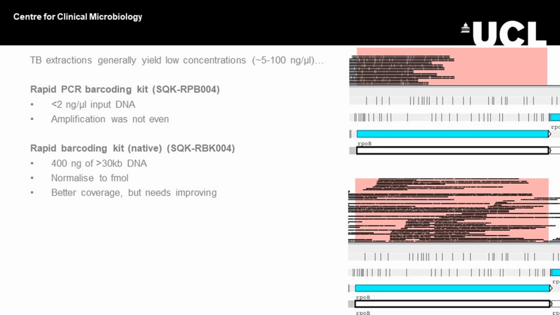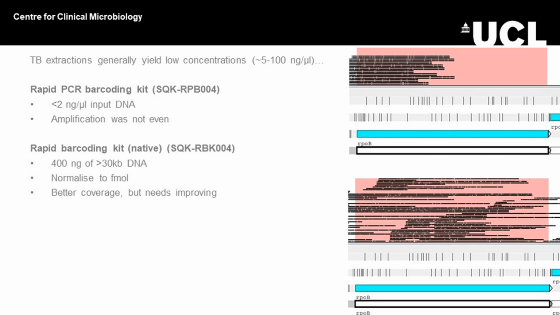So this is RPOB, it's the rifampicin resistance. And you can see, so these black lines here are the reads, and they've all been piled up on top of each other. And you can see that we've got a fair few in one part of RPOB and absolutely nothing at all in the other. And obviously, if you're looking for a SNP in a bit where there's no coverage, you're not going to find what you're looking for. So that wasn't ideal. So that kit was discarded.